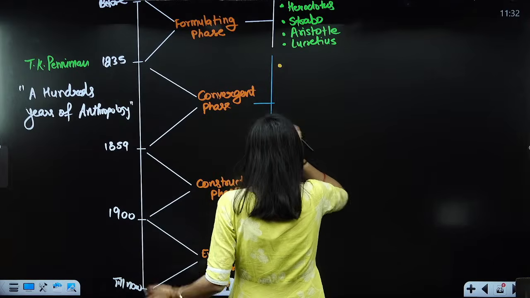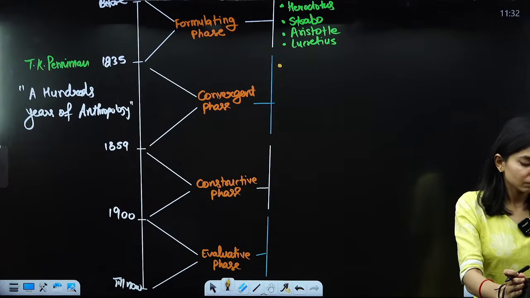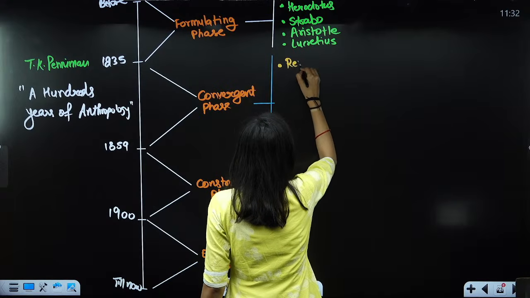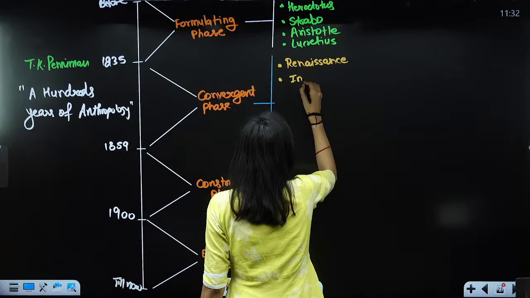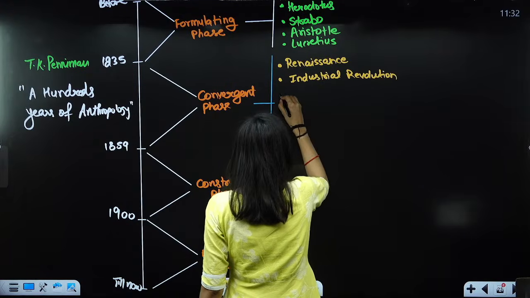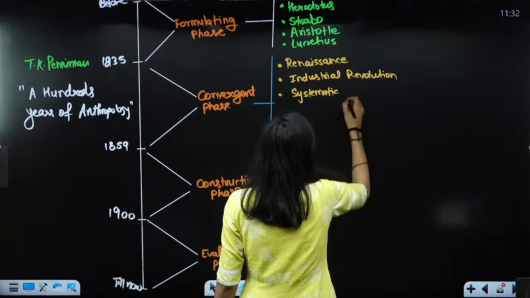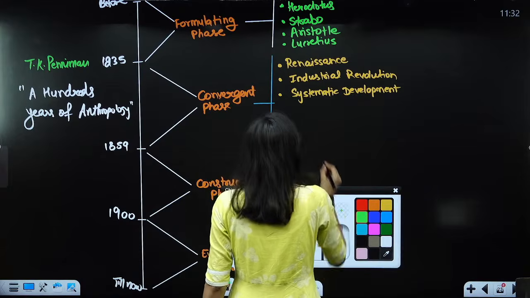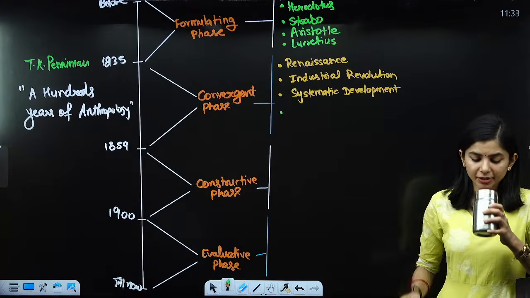So in this part, when we are converging from one phase to another phase, that convergence is due to the Industrial Revolution and the Renaissance, that is, due to the systematic development. And other than this, we are also converging the study of anthropology from different streams.